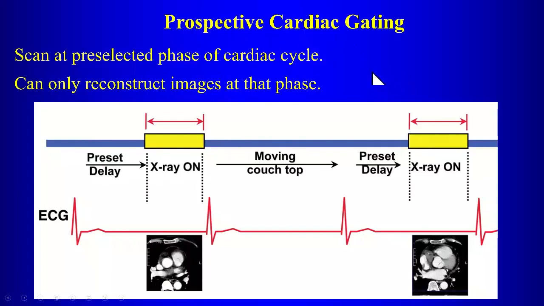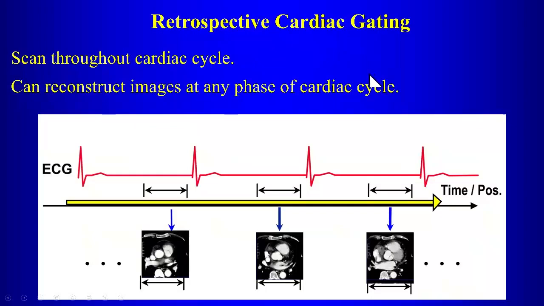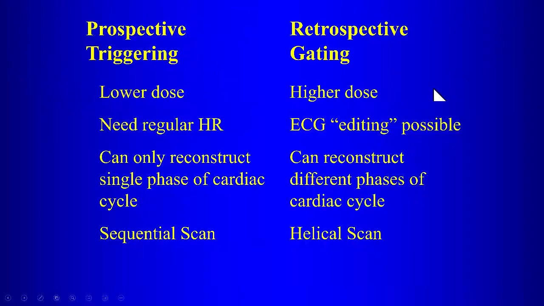And we can only reconstruct the images that were obtained during that phase. As opposed to retrospective gating, so here you scan throughout the cardiac cycle, the X-ray tube is always on, and here the table is moving continuously. So this is acquired with a helical technique for retrospective cardiac gating. But you have all the information throughout the cardiac cycle, so you can reconstruct any part of the cardiac cycle that you want to look at. So you can use this for functional information if you want to look at systole and diastole and figure out cardiac outputs. So prospective gating is lower dose, retrospective higher dose.